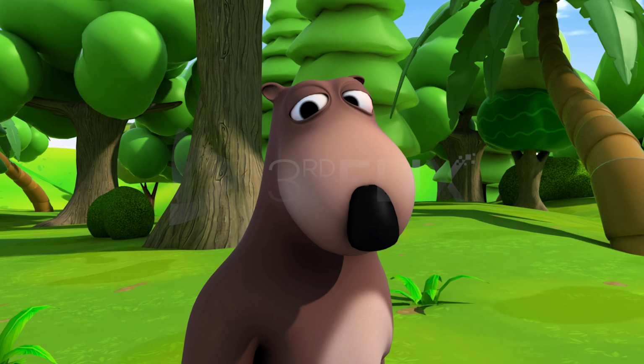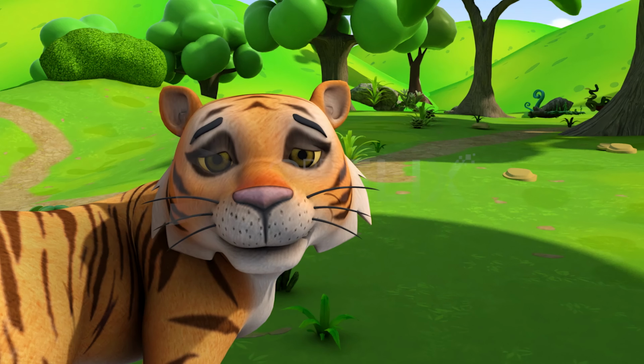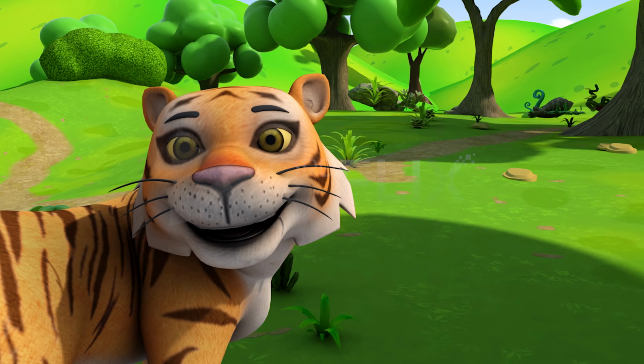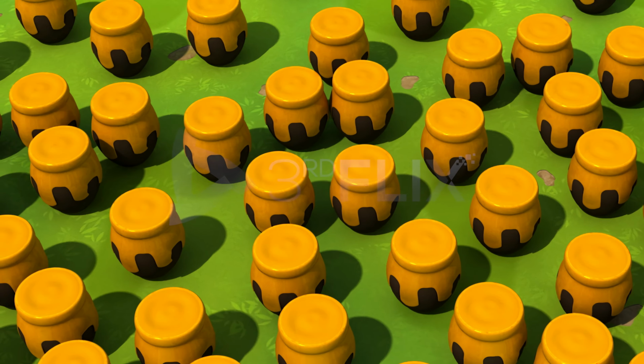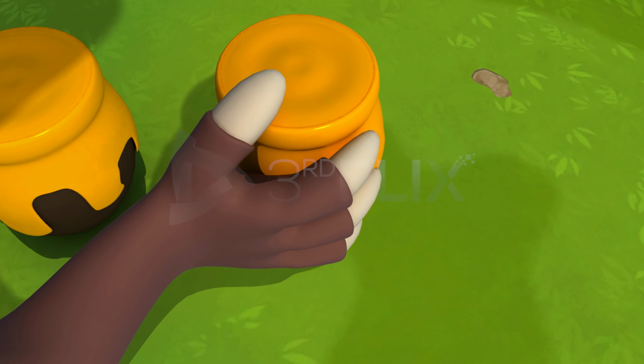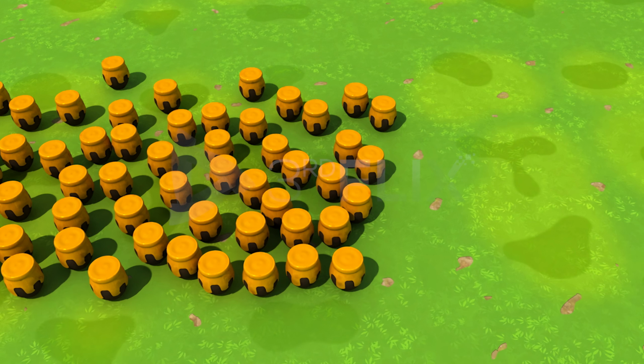As Balu is the friend of the tiger, it wanted to share some honey with the tiger. Balu has 80 pots of honey. It gave 30 pots to the tiger. How many pots of honey is left with Balu?